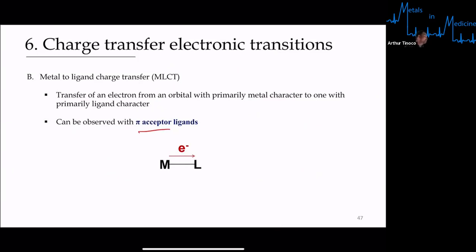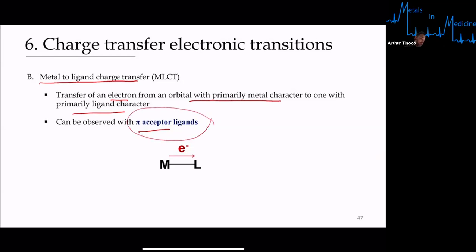By the terminology, this is metal to ligand charge transfer, or the abbreviation MLCT. If we're using formal terminology, this is a transfer of an electron from an orbital with primarily metal character to an orbital with primarily ligand character. The types of ligands that are going to facilitate this are pi acceptor ligands.